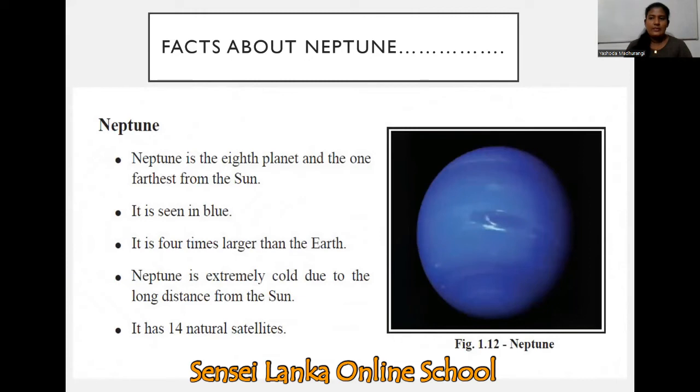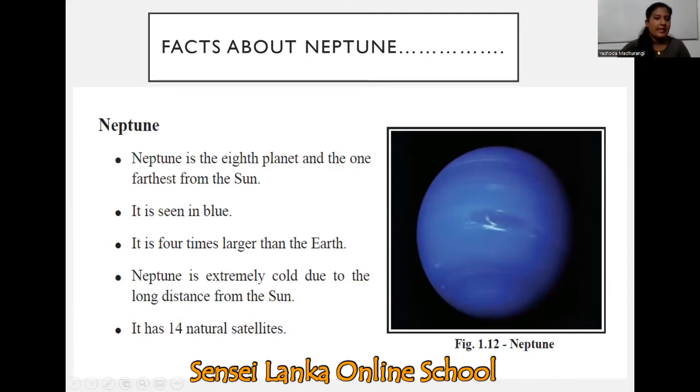I got this from a school textbook once again. Can you remember I told you earlier, time to time I am coming with the textbook. So this is the textbook information about Neptune. Neptune is the 8th planet and the one farthest from the sun.